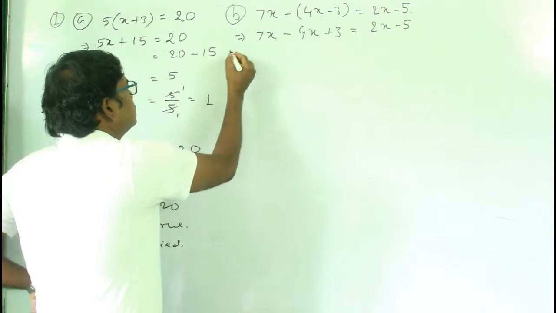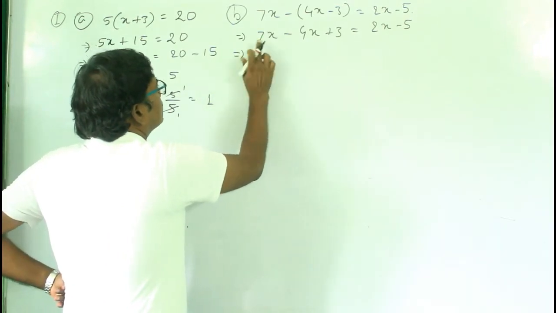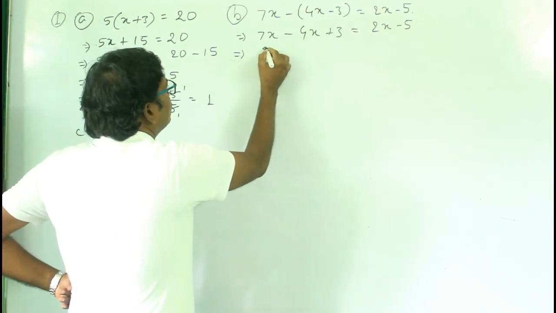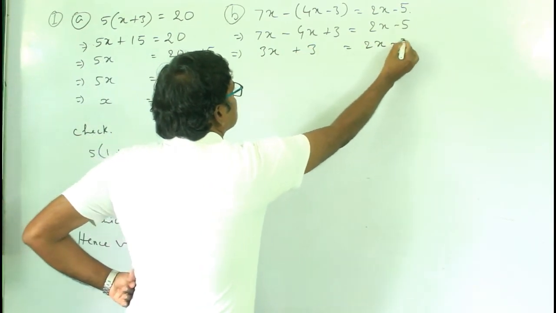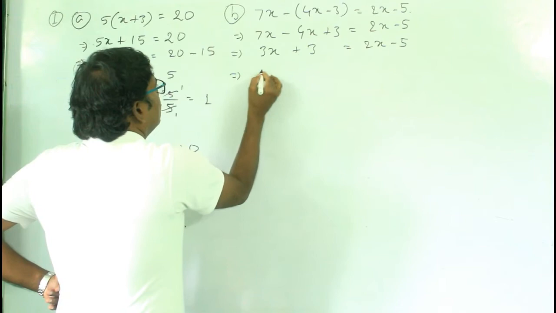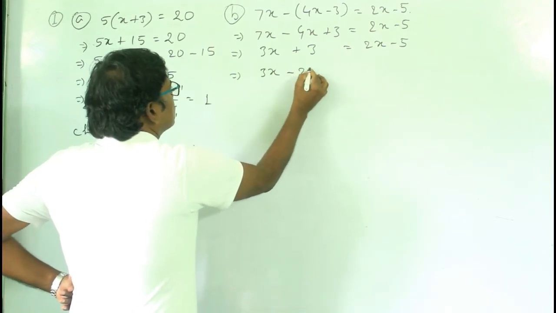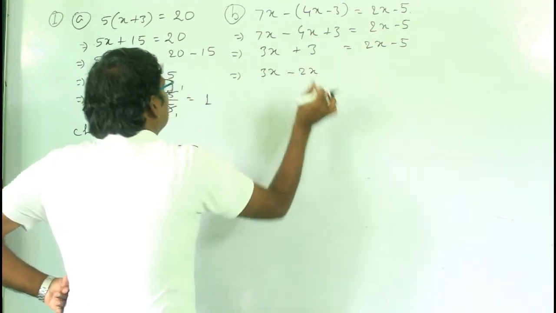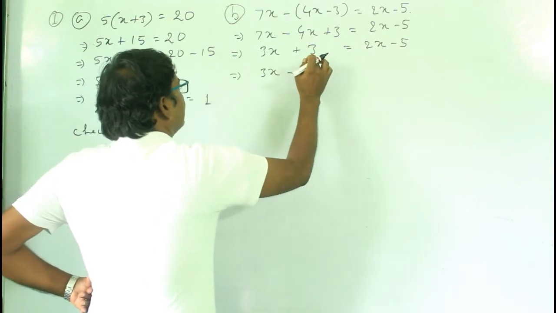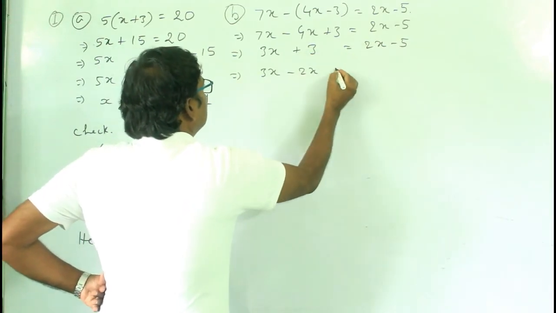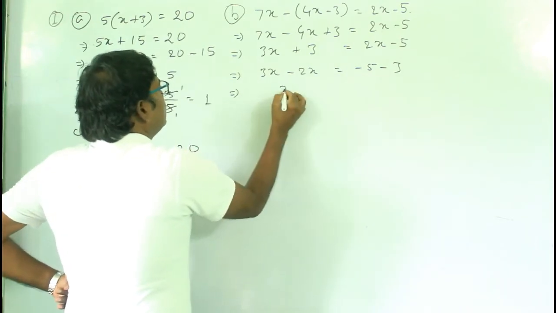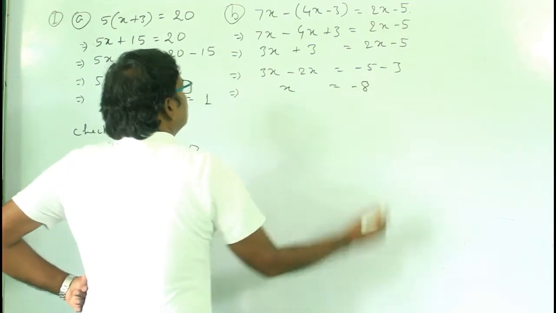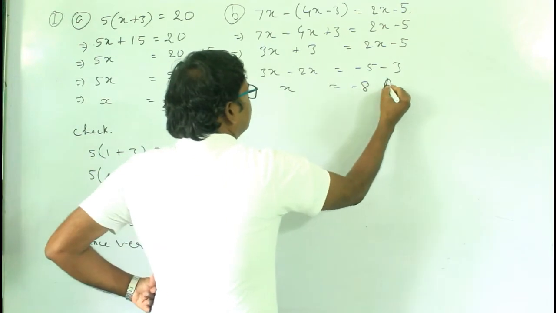So next, 7x minus 4x will be 3x plus 3 equal to 2x minus 5, and then 3x minus 2x. That is, you will bring this 2x to this side and take this 3 to that side. So minus 5 minus 3. So it will be x equal to minus 8. So this is the answer.